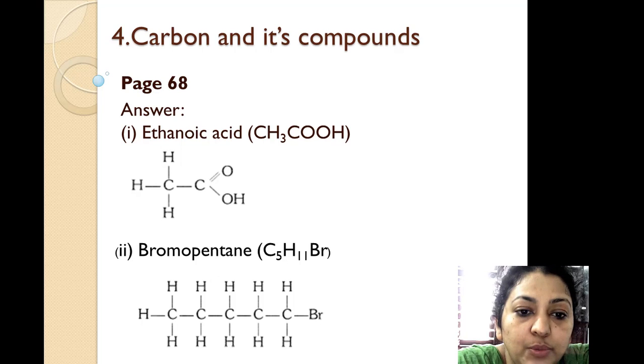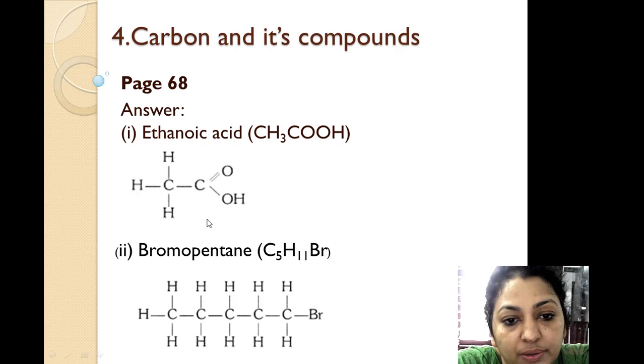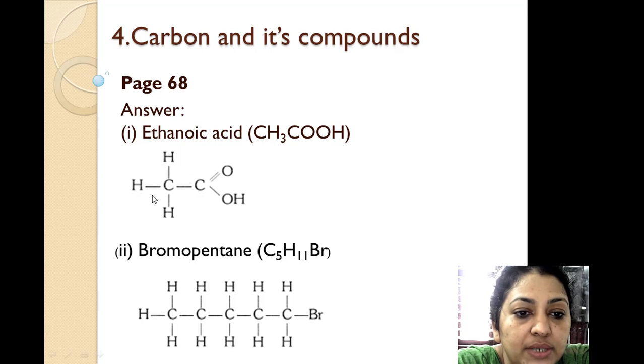CH3COOH, and the distribution of COOH in the structure is like this: C double bond O and OH. Okay, and one CH3 is attached here. This is the structure of ethanoic acid. Hope you understood. Now bromopentane.